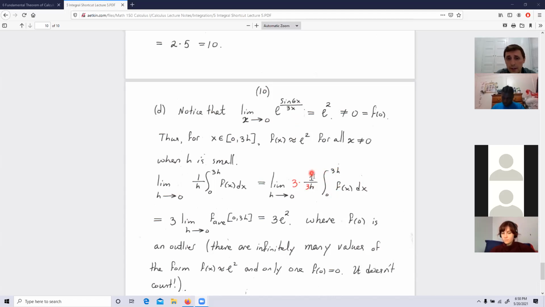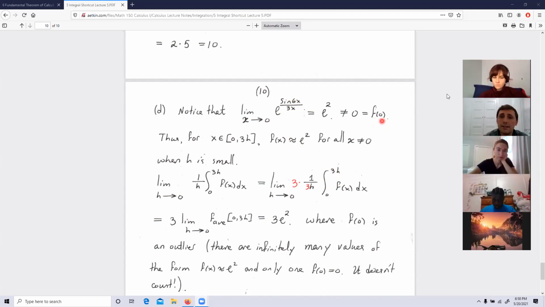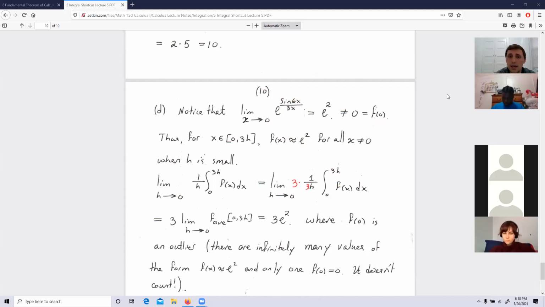Now, if h is close to 0, 3h is close to 0. And if x is between 0 and 3h, x is very close to 0, which means that e to the sine of 6x over 3x is very close to e to the 2. You see, sine of 6x over 3x is very close to 2. So we are close to e squared. So the answer is 3e squared.